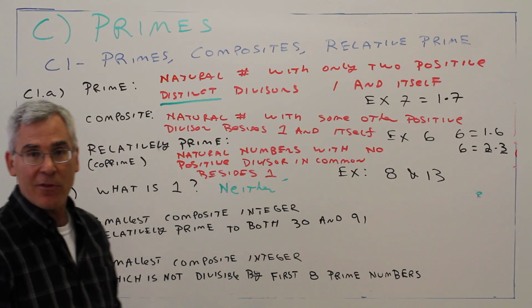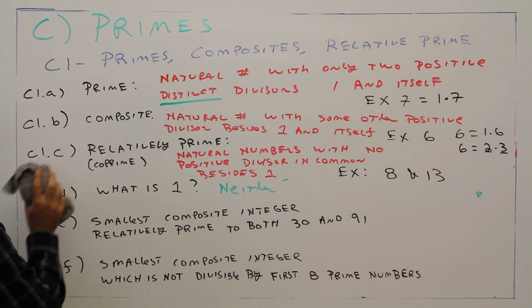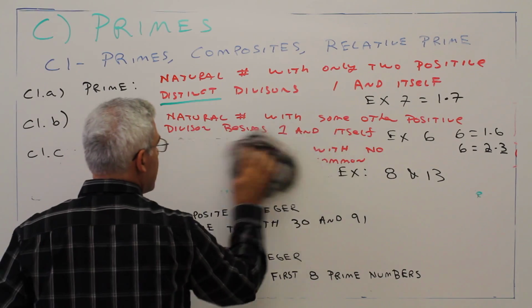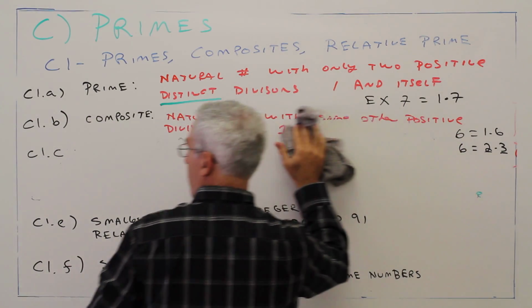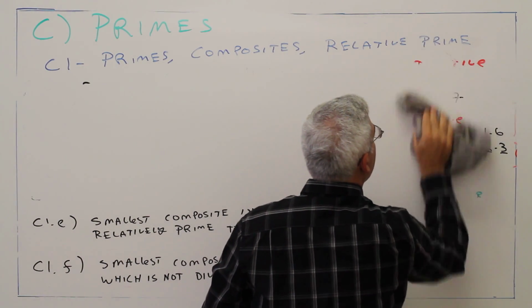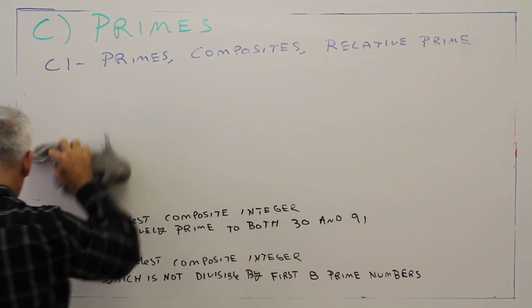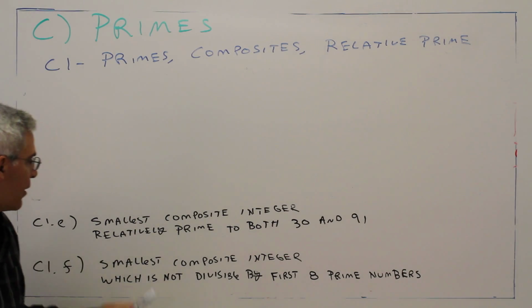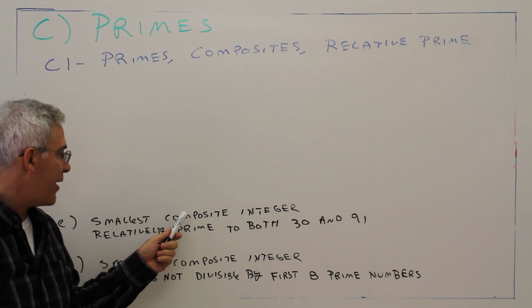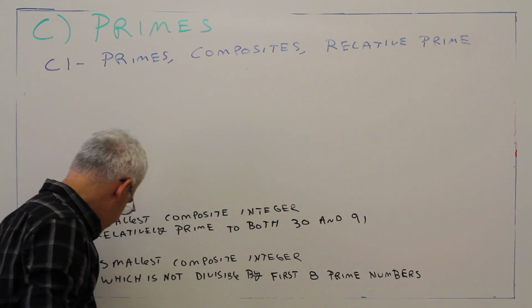Okay, so now I've got two quick problems. I'll erase up here just to get a little bit more space. And I'll work on problem E first. Then I'll erase that. And we'll do problem F. All right, E. Find the smallest composite integer relatively prime to both 30 and 91.